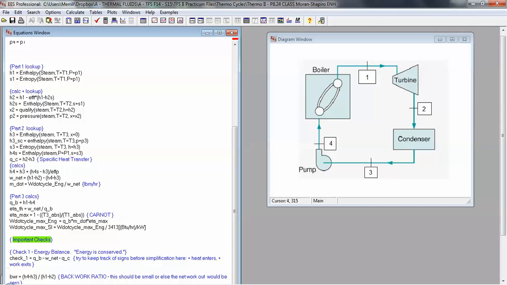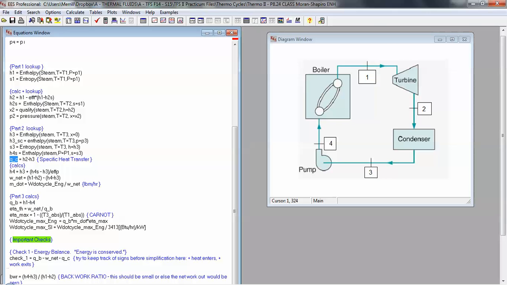Enthalpy H4S, so the isentropic enthalpy coming across the pump could be P1, that high level pressure, plus an S value that's equivalent to what comes in. In other words, we've gone up vertically on the TS diagram.